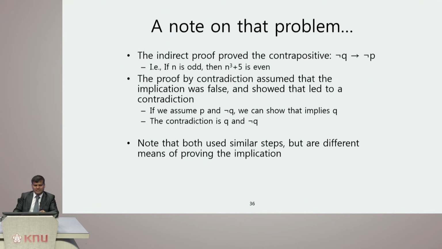Note both used similar steps but different means of proving the implication. Can you get this point? Both the indirect proof, where we use the contrapositive idea, and again we use similar principles, the same steps, to prove it. But this time, the previous one which we have seen is a proof by contradiction, where we had Q and negation of Q.